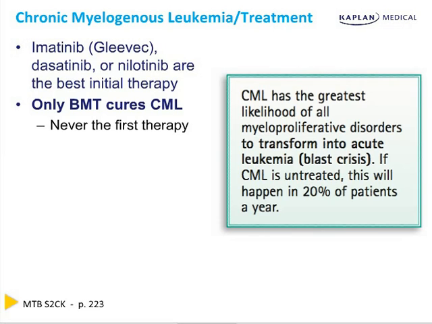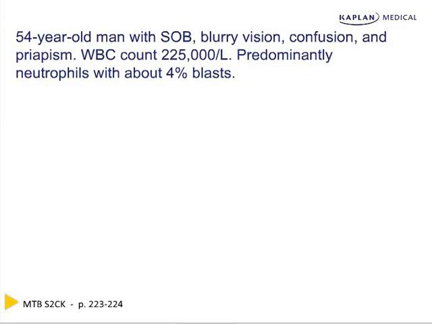CML is a routine miracle where we use imatinib to stop the disorder. It may not cure it, but it controls it in most everybody. A 54-year-old man with shortness of breath, blurry vision, confusion, priapism, his white cell count is extremely high, 224,000.